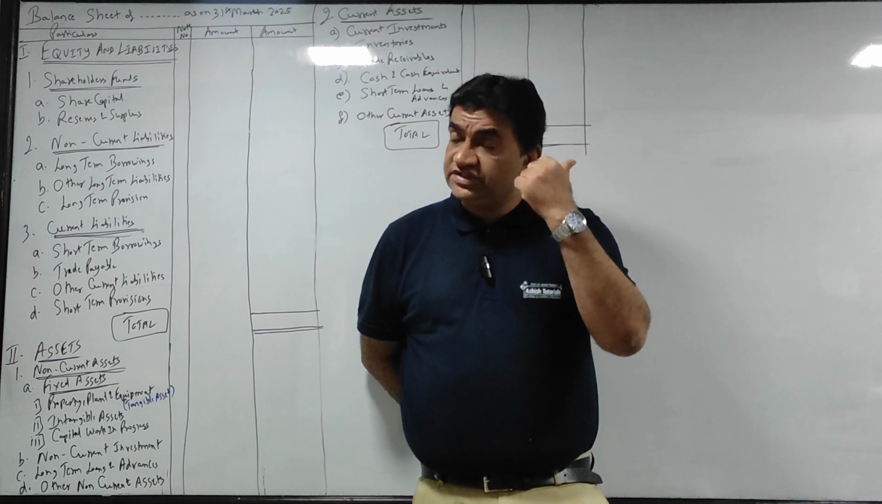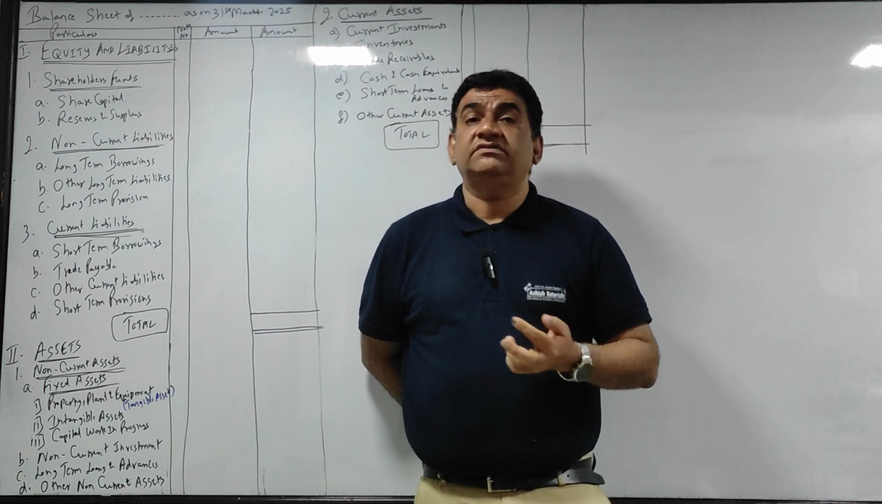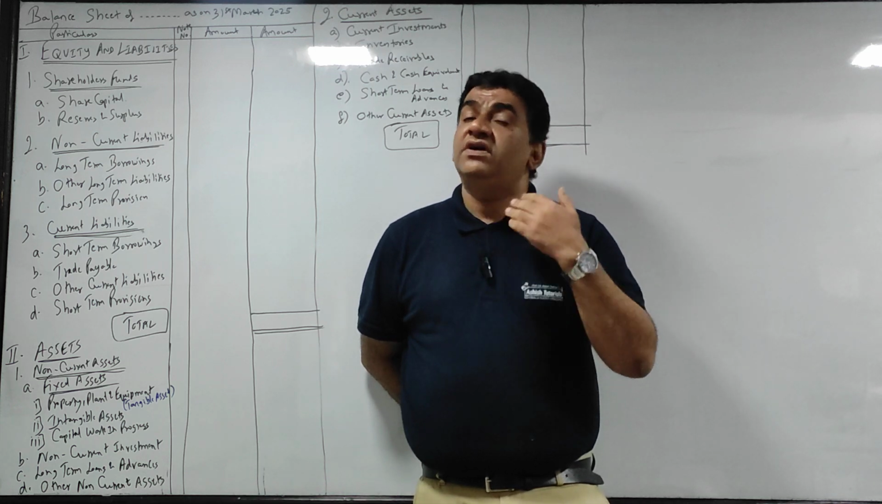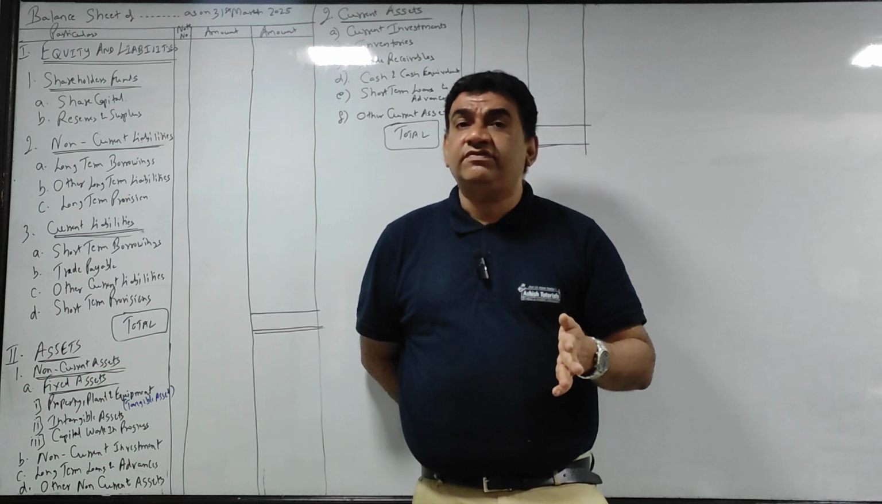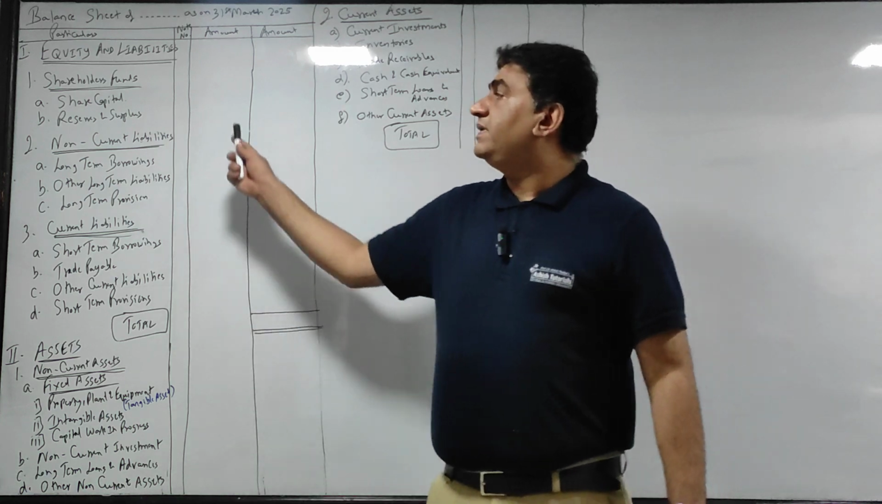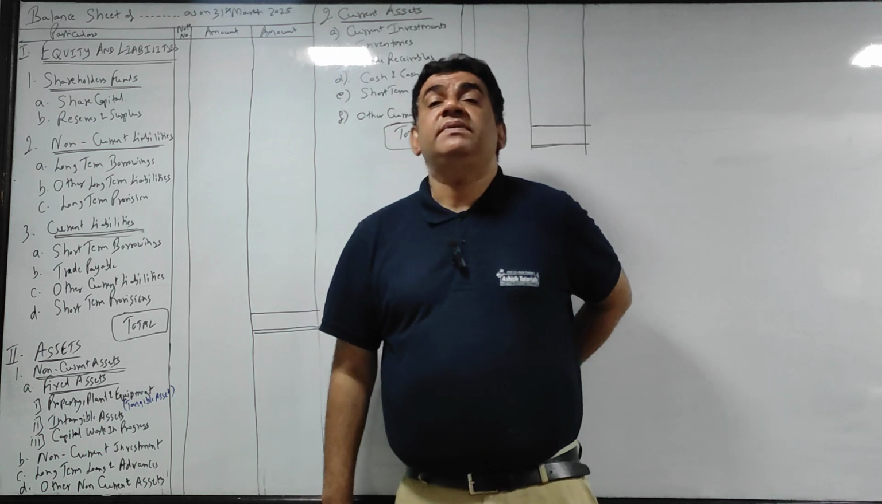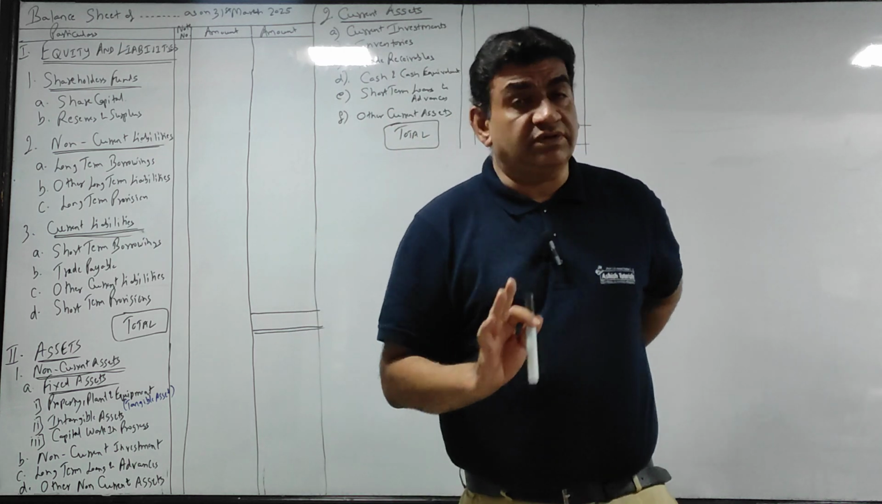Capital reserve, CRR, that is your capital redemption reserve, revaluation reserve, general reserve, profit and loss, reserve fund, dividend equalization reserve. All these reserves will be a part of reserves and surpluses.